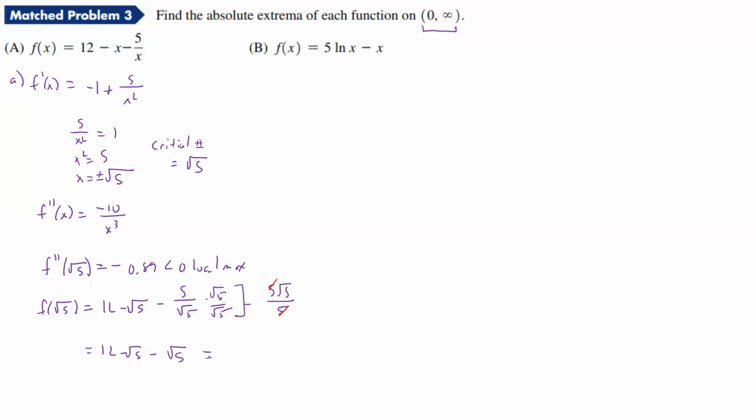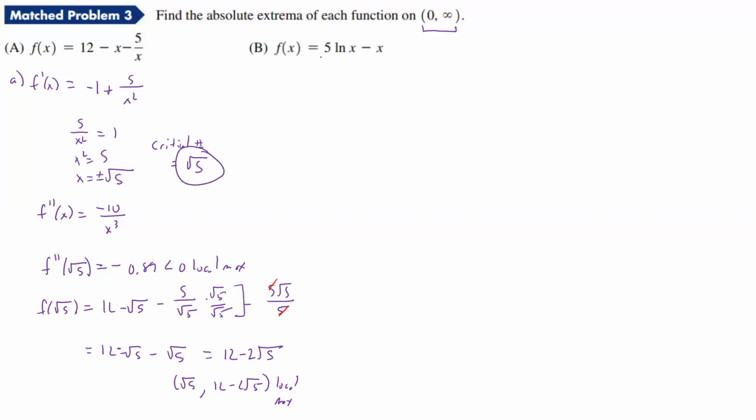Well, then what we can do is simplify that. So now we have 12 minus 2 square root of 5. And so that's going to be my local max. So at square root of 5, comma, 12 minus 2 square root of 5, that's going to be the local max. Okay. So that's how we would use it because we only had that one critical number.